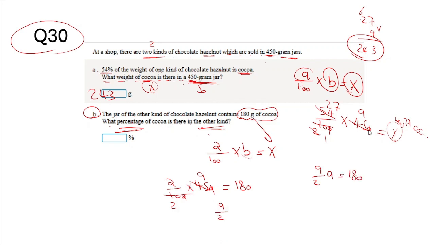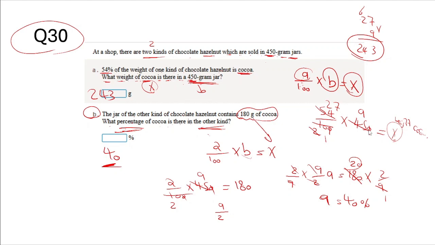So I want to get rid of this one, so I'll multiply by 2 over 9 on both sides. This one will go, this one will go. So A will be equal to, divide by 9 equal 1, and this will be 20. So 20 multiplied by 2 will be 40%. So this one will be 40%.